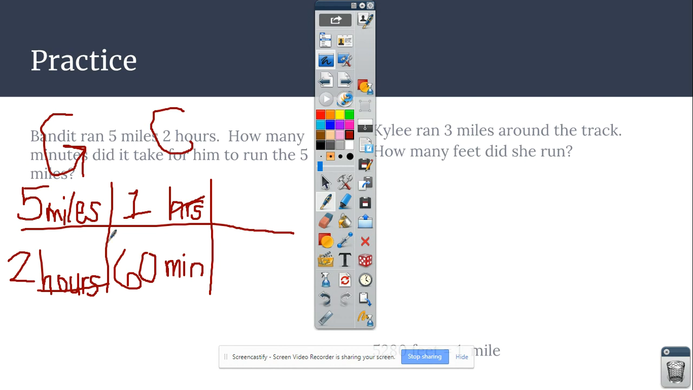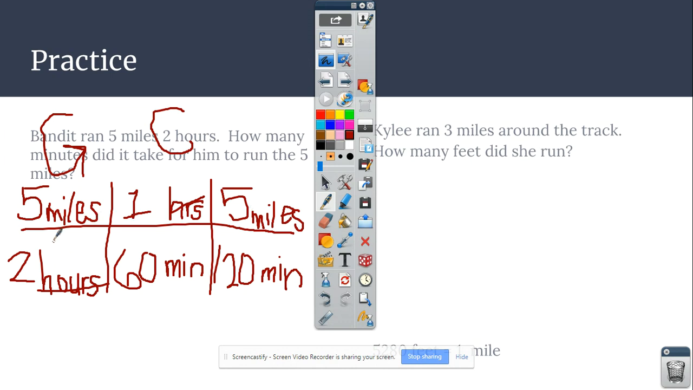Now all we do is multiply straight across. 5 times 1 is 5. What units? Miles. If you do not put your units in your answer on your quiz, then the answer will be wrong. That is 5 miles in what is 2 times 60 is 120 minutes. Okay, so the question says how many minutes did it take for him to run the 5 miles? It took 120 minutes to run 5 miles.